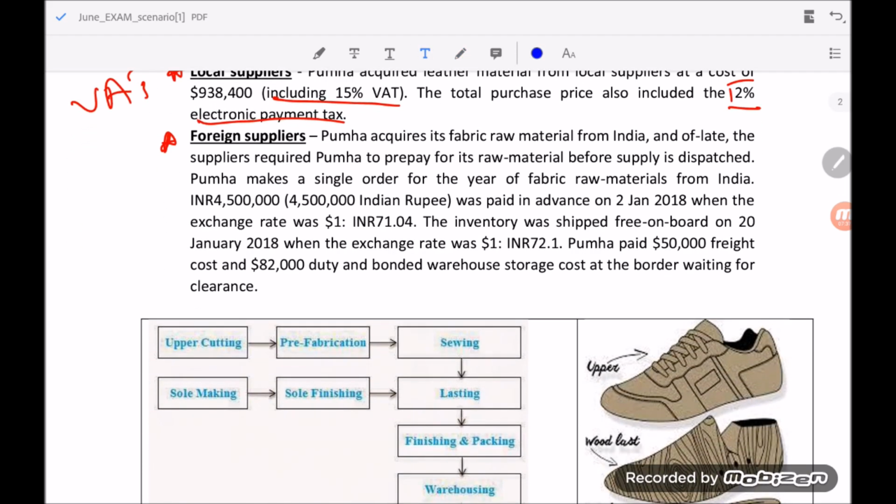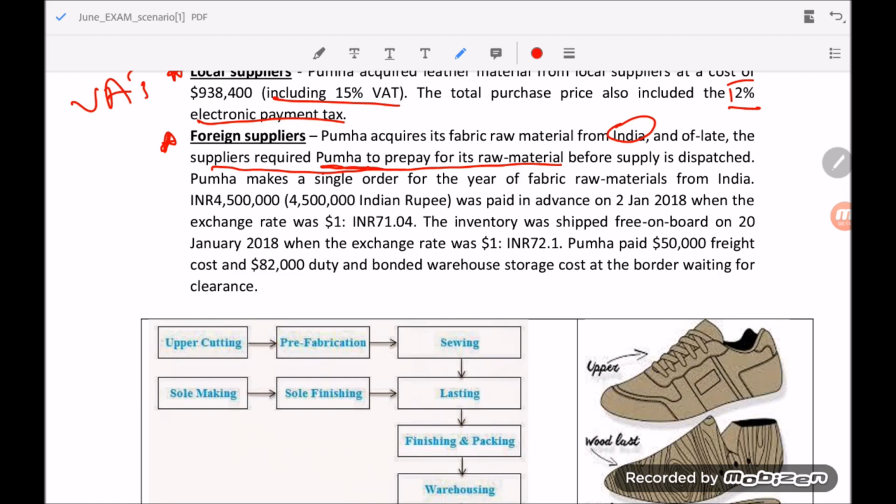Then we've got some foreign supplies. Puma acquired its fabric raw materials from India, and of late the suppliers required Puma to prepay for its raw materials before supply is dispatched. Now something interesting is coming through here. They say the supplier asked Puma to prepay for the raw materials, but these raw materials are being bought from India. Do you remember the standard which covers the concept of a prepayment of a foreign supply, IFRIC 22? So there are some provisions of IFRIC 22 that I may be expected to apply here.